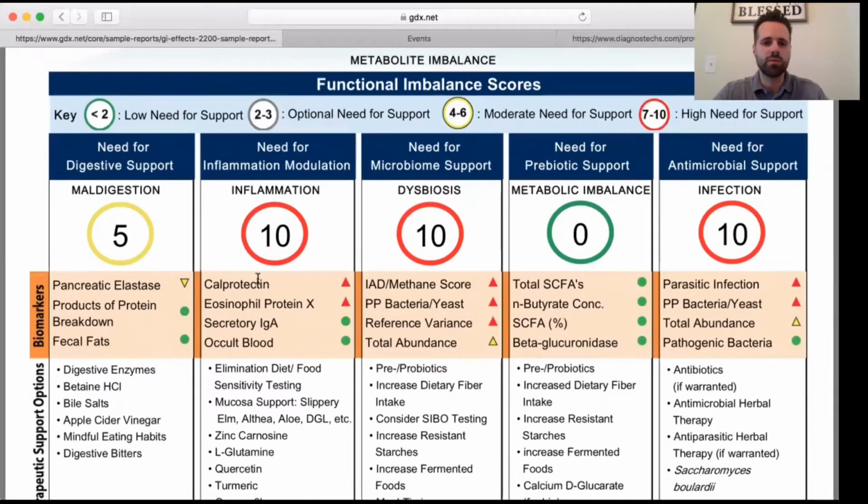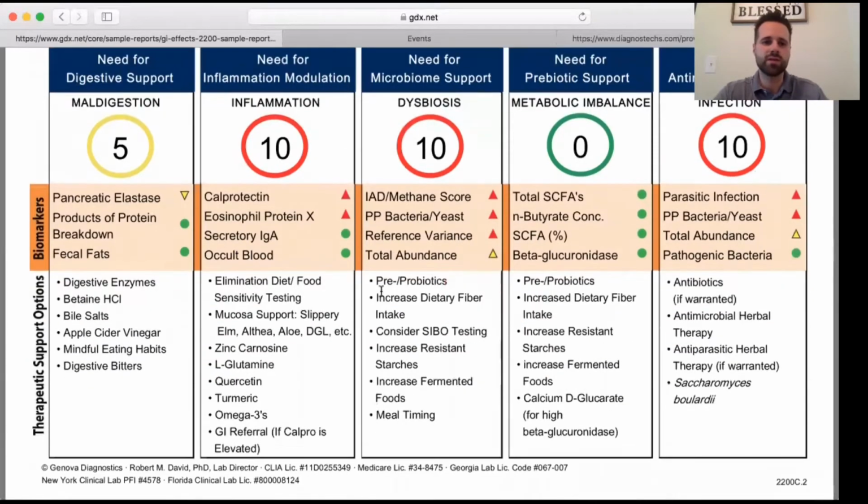So a couple inflammatory mediators in the body here are elevated, the calprotectin and the eosinophil protein X. With the dysbiosis, we have some high bacteria and yeast, and some parasitic infections as far as the infection category there. And then it gives a therapeutic support option. This is helpful to the practitioner to figure out some of the things that may be beneficial to bring those numbers down and balance out those categories in the body there.